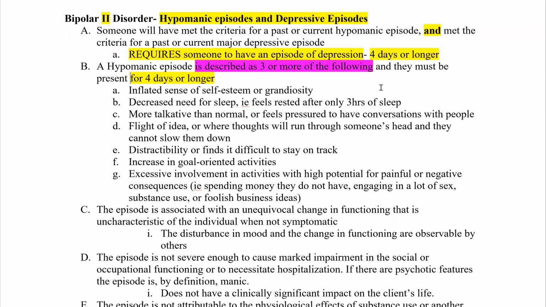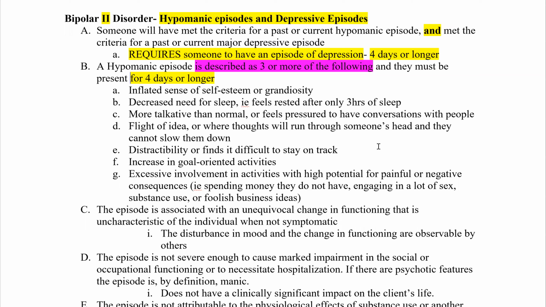Flight of ideas, where their thoughts are going 100 miles an hour. They're not able to slow them down, not even really able to notice what their mind is telling them to do. They also have pressured speech, because they are hyperverbal. Their distractibility means they find it difficult to stay on task. They start multiple tasks. They're not ever really able to finish them.